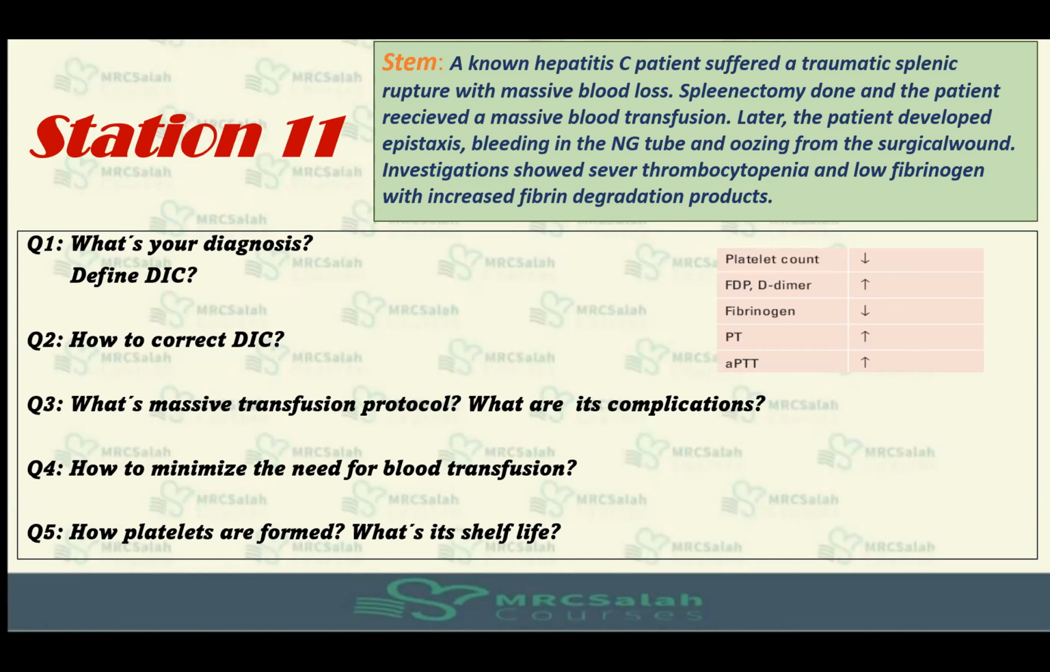Okay. So can you please tell me how platelets are formed and what's their shelf life? I think from megakaryocytes, by fragmentation. Okay. And shelf life? 5 days. Yes. Okay.